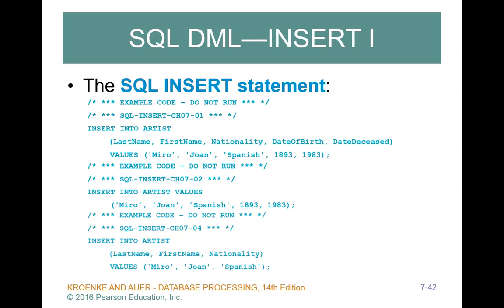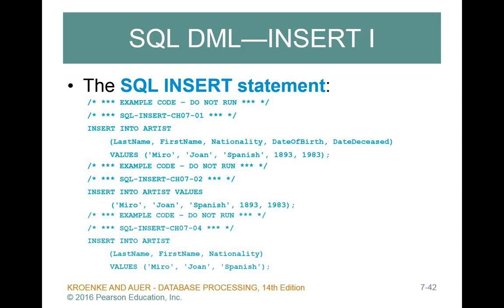keyword values to indicate which values are going to be stored where. So in our first example, you have Miro that will go in the last name column, Joan in the first name column, Spanish in nationality, and then 1893 in date of birth and 1983 in date deceased. It has to be in that order. Once you indicate your column order in that first set of parentheses, your values must match. Those values must match not only what those columns are, but also the data types. The information has to match the data types associated with those columns. Okay?